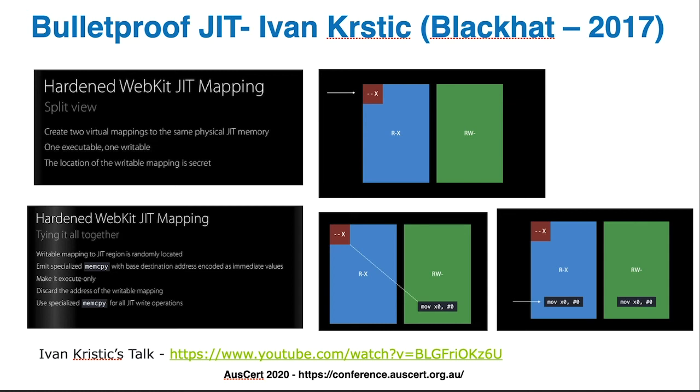Okay, now what happens is that JavaScriptCore will emit a specialized memcpy, and in this memcpy the base destination address will be already hard coded. Then this memcpy would be made execute-only, and this specialized memcpy will now be used for all JIT write operations, right? So there's only a specific special JIT memcpy function which will be executed. Now this means that an attacker cannot just call the memcpy function through its code. It needs to call that specific memcpy.